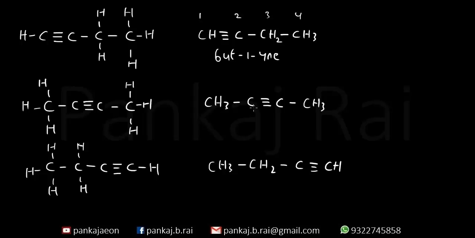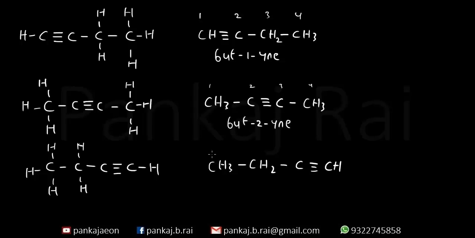Now here the numbering could begin either way. Either it could be 1, 2, 3, 4 or it could be 1, 2, 3, 4. In both the cases, the triple bond is lying between the second and the third carbon. So we can say that the triple bond is beginning from the second carbon. So it will be named as but-2-yne.